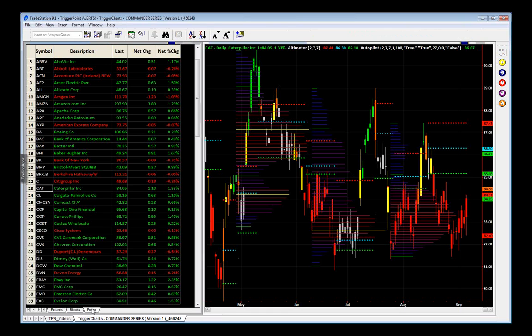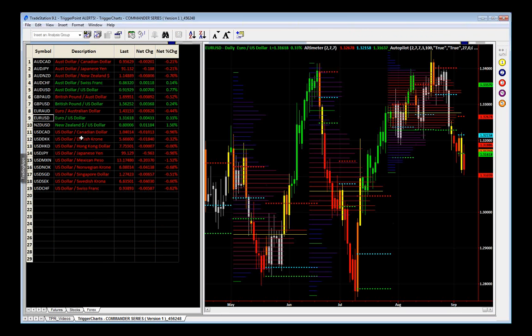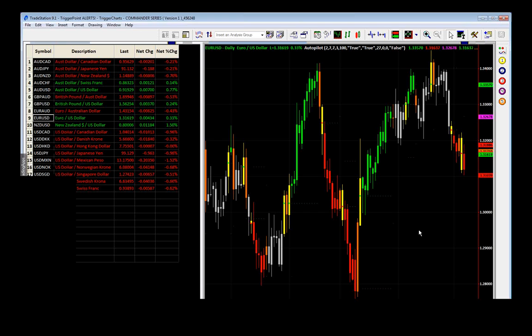And then you can do it for Forex too. Here's Forex. A lot of people trade the euro, for example. Let's wait for that to come up for a second. There's the euro. And you can see this is a bit more bumpy, but look at the great opportunities. Let's take a look at this. Just looking at, for example, the autopilot only.